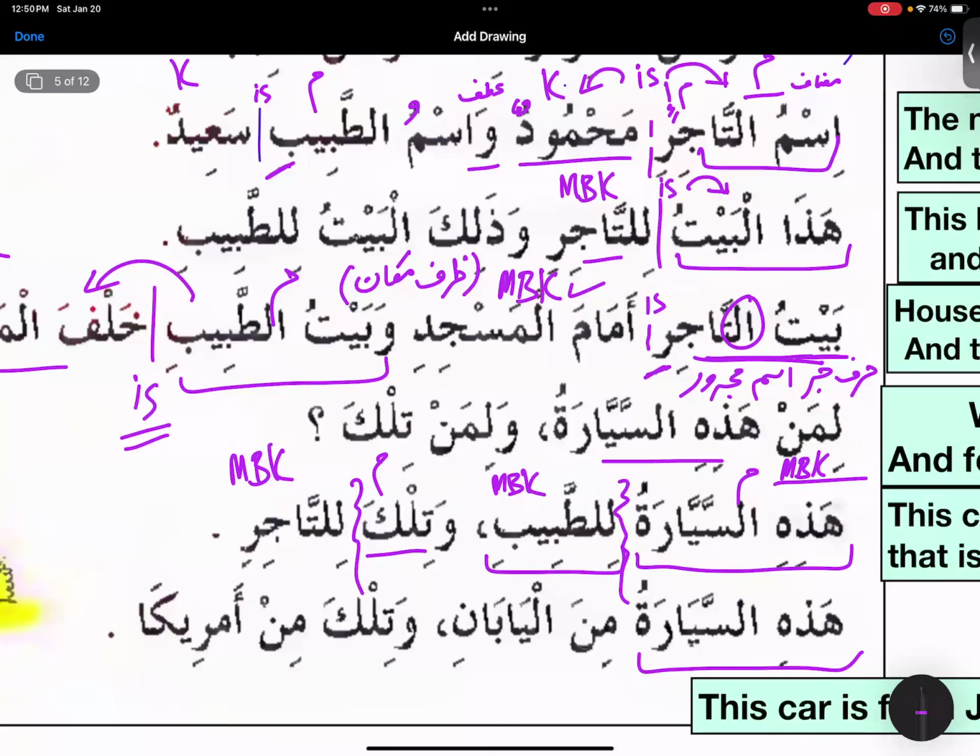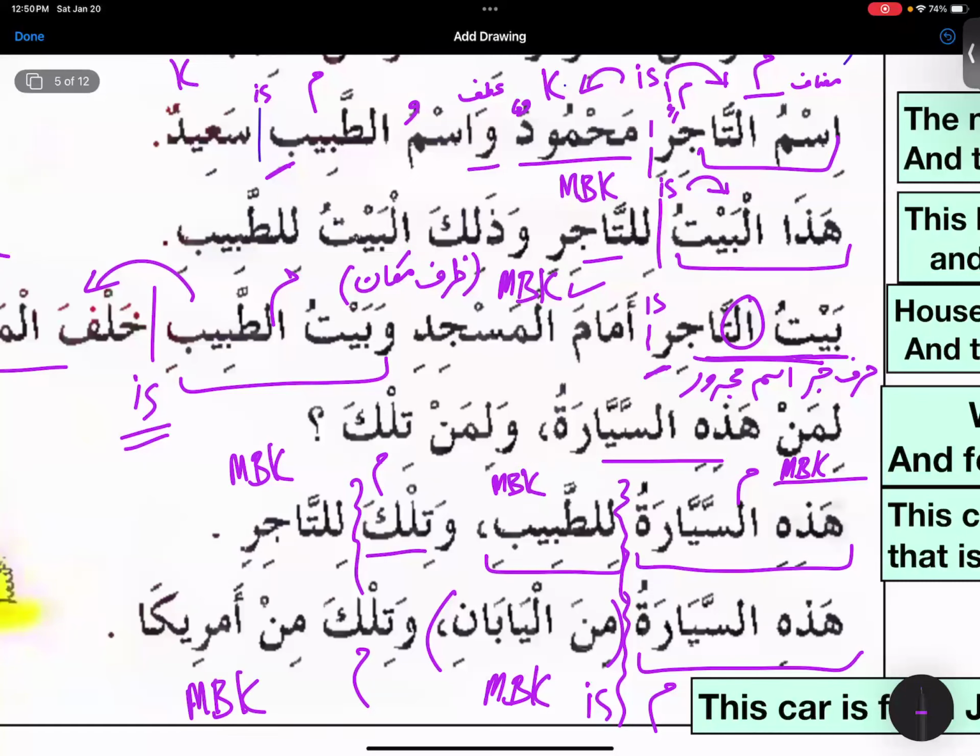Hazihi sayyaratu, Mubtada. Minal Yabani, MBK. Why am I having a pause over here? The break in the chain. So this car is from Japan. Wa tilka min America. So now tilka is my Mubtada, and min America is my MBK.